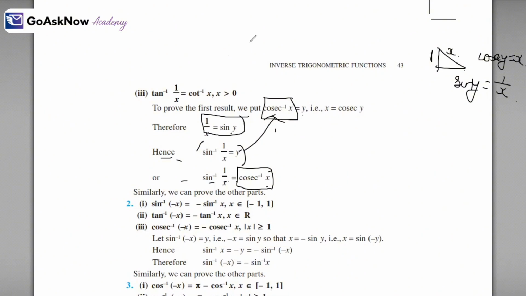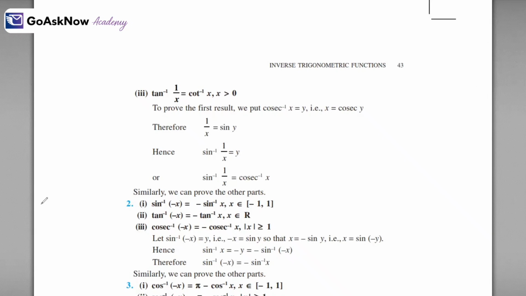Now I should clear all these drawings and move to the next part. The second formula is also there in this chapter. Sine inverse of minus x is equal to minus of sine inverse x for x belonging to minus 1 to 1, because that is the range for the sine function. And tan inverse minus x is equal to minus of tan inverse x. Cosec inverse of minus x is equal to minus of cosec inverse x.